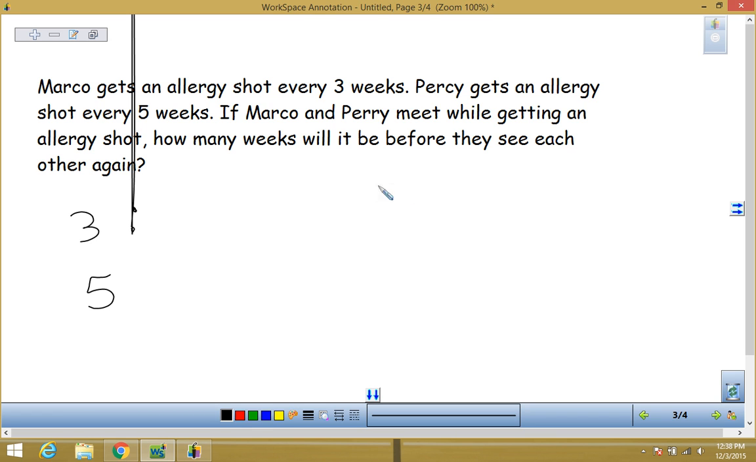And this is the key point. It's saying how many weeks. Don't get confused. Don't say, well, it's 15 because the LCM is 15. Don't put 30 because that's the very next number. They're not meeting in 30 weeks again. It's the very next time it's 15. So it's going by 15. Okay?